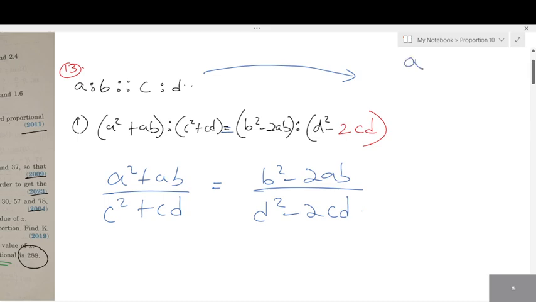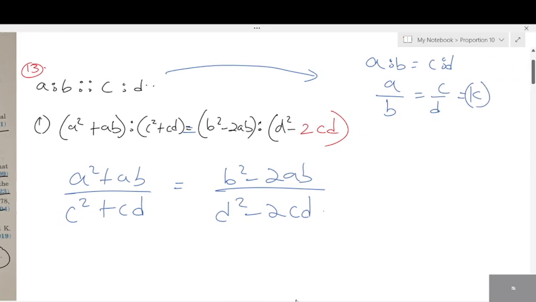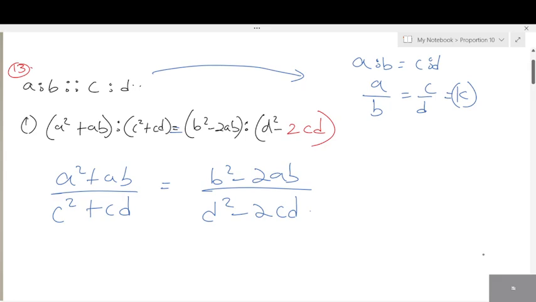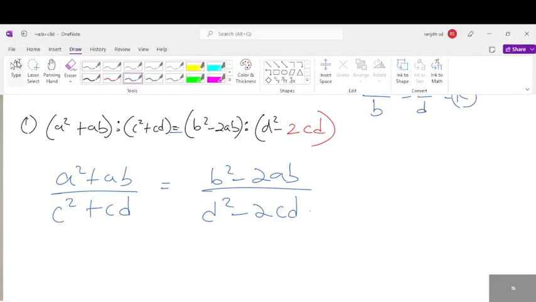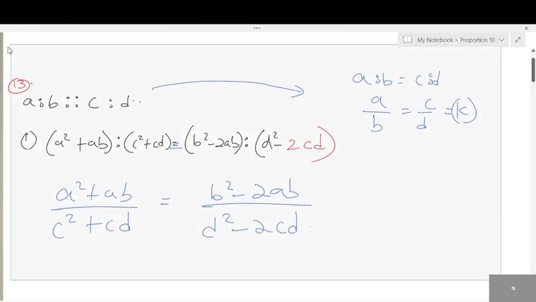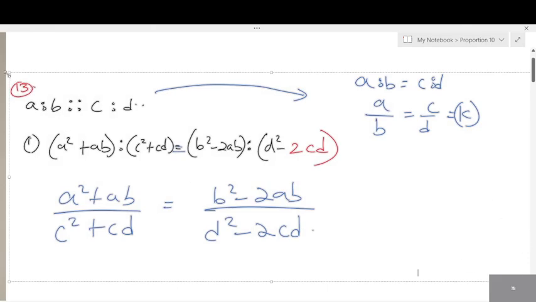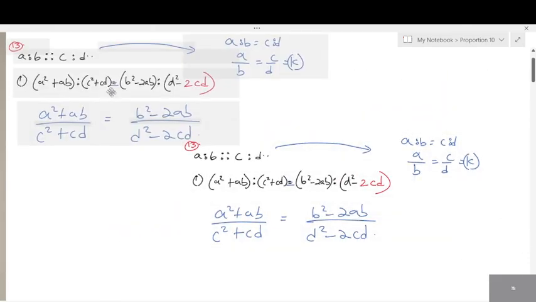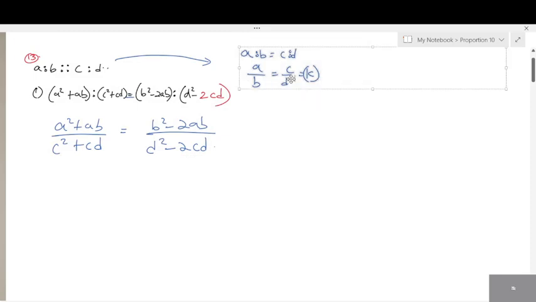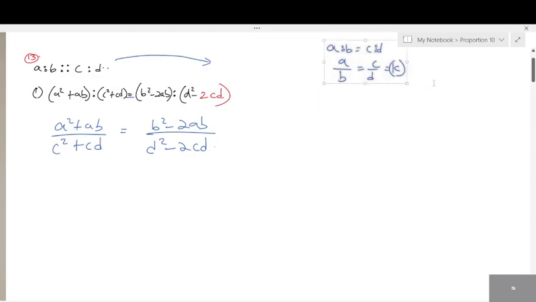Fine. So let me take this question. Look here. A is to B is equal to C is to D. A divided by B is equal to C divided by D is equal to K. This is what you have to take. You have to assume the value to be K. Okay, you should know when to use K.